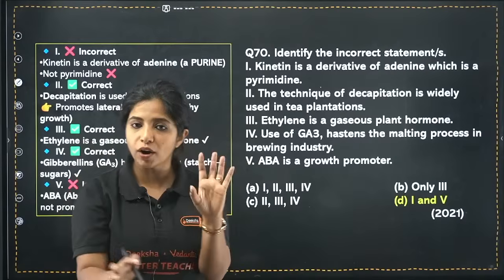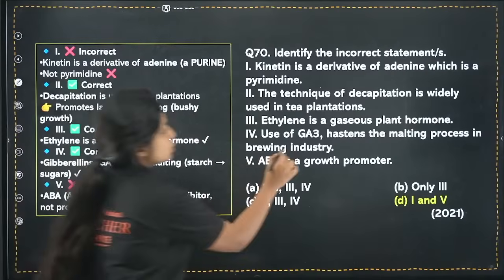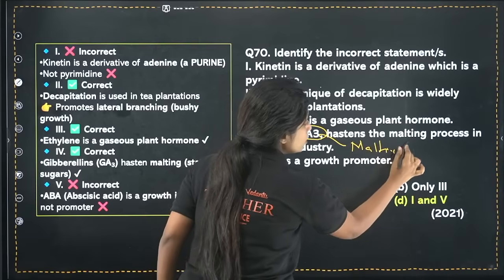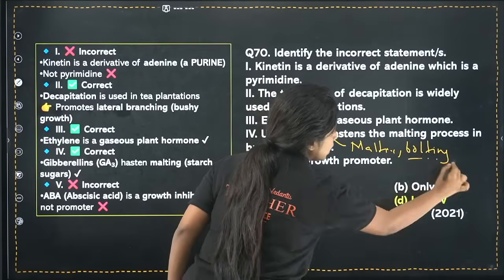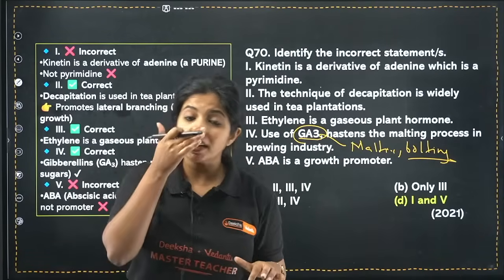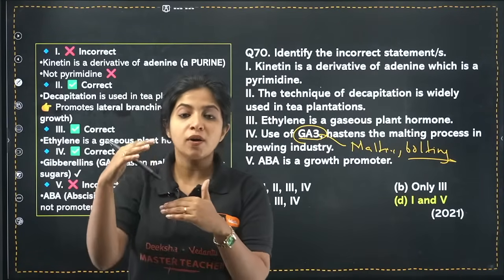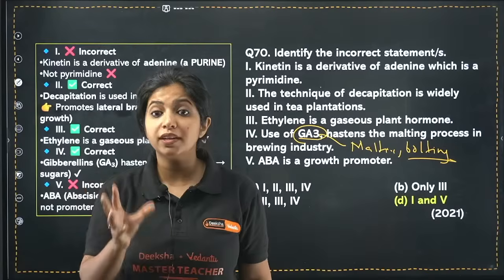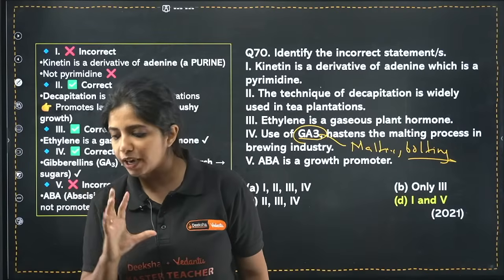Always remember, even if you do not understand the meaning of malting, GA3, gibberellin, is basically responsible for 2 things. One is malting and the other one is bolting. Malting basically means conversion of starch into simple sugars, and bolting means internodal elongation. It makes the plant grow really fast such that it can do flowering, and this is found in the case of rosette plants, such as cabbage and stuff like that.